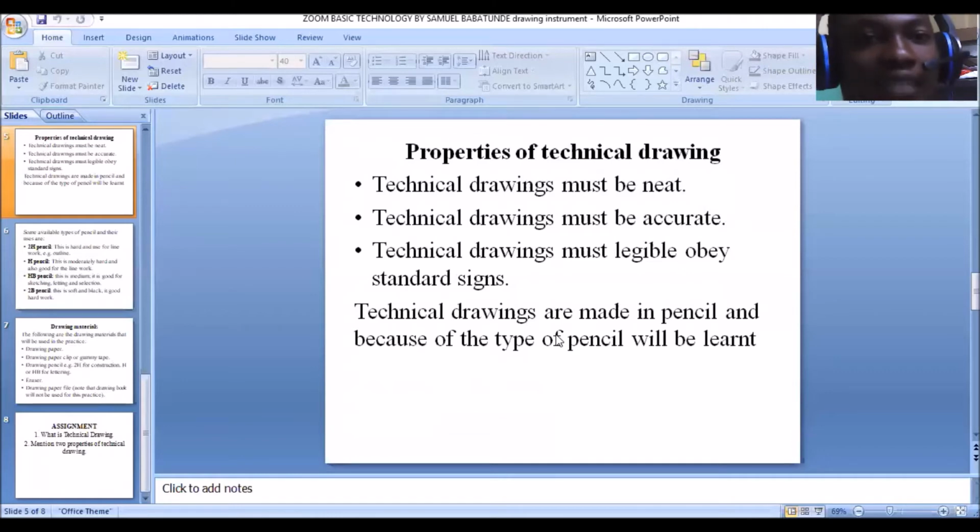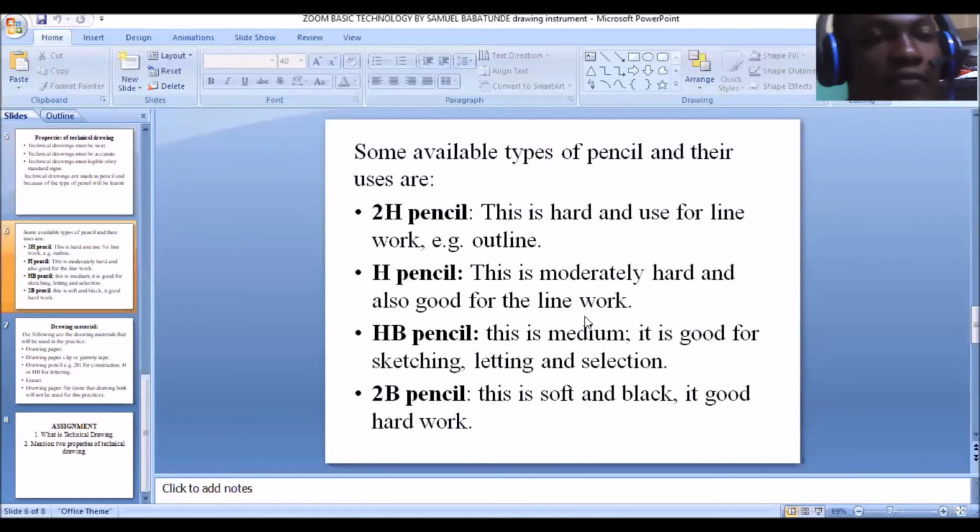Now, what are these examples of pencils that are required for technical drawing? Some available types of pencils and their uses are: we have the 2H pencil. This pencil is hard and it's used for line work. That is used to make outline. Maybe you are trying to draw a shape and you want to outline the shape. You want to make sure that the outline of this shape is well visible. What do you make use of? You make use of your 2H pencil. We make use of the 2H pencil because it is hard. It's a hard pencil, so it will bring out the outline. It will make the outline of your shape very, very visible.